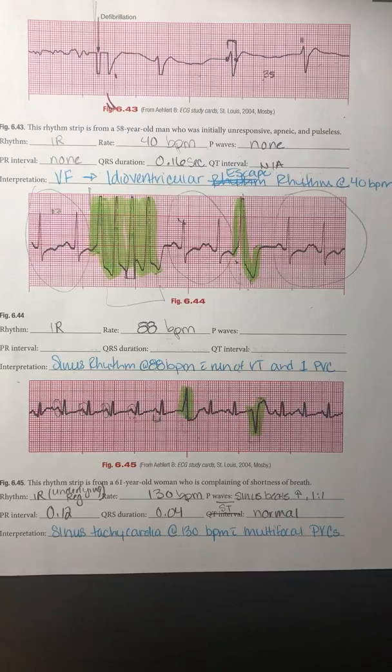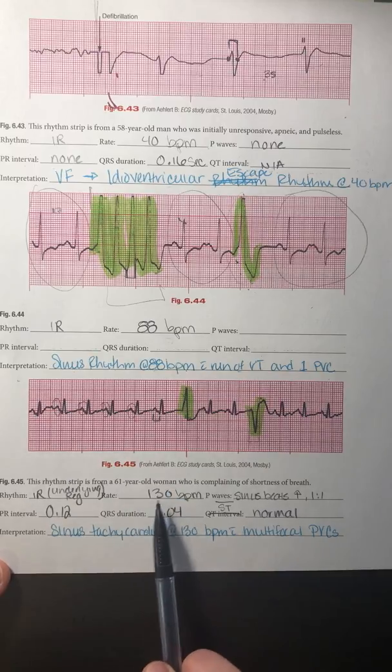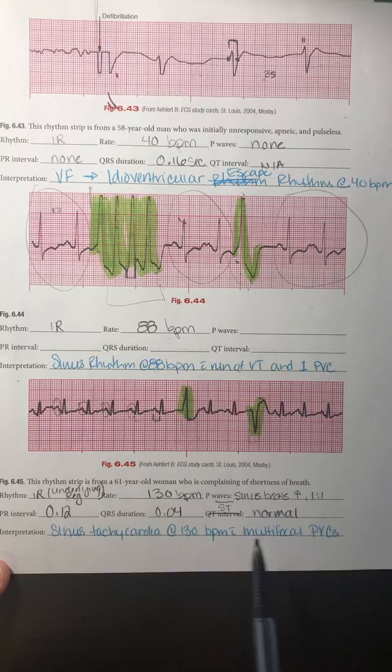Now my PVCs both look very, very different from each other. So I have a sinus tachycardia because my underlying rate is 130 beats per minute. So sinus tachycardia at 130 beats per minute with multifocal PVCs because it's coming from different areas in the ventricle, and that's why they have those different appearances.